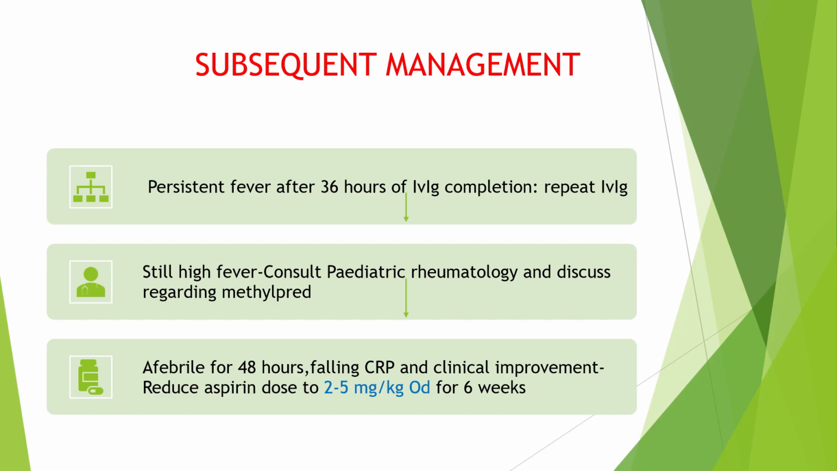And if the patient is afebrile for 48 hours, CRP is falling, and clinically the child is improving, you can reduce the aspirin dose to 2 to 5 mg per kg once daily, and you have to give it for 6 weeks. Initially we gave aspirin at a higher dose, and once the child has become afebrile, you reduce the dose and continue it for 6 weeks.